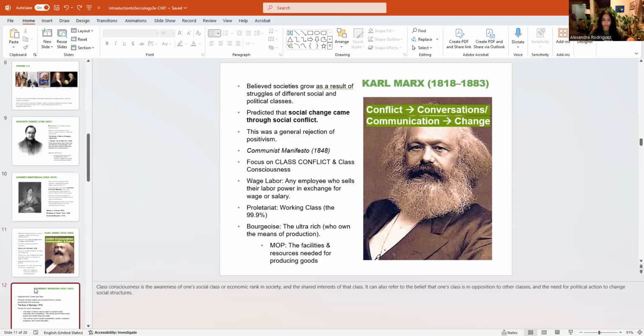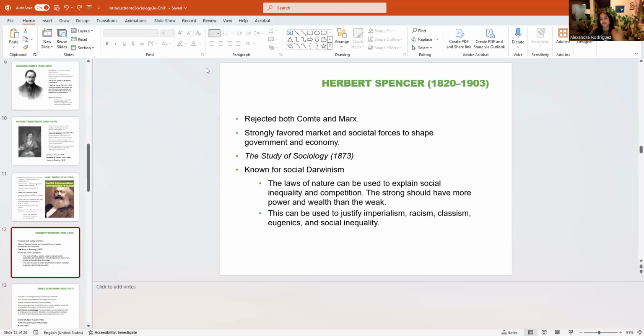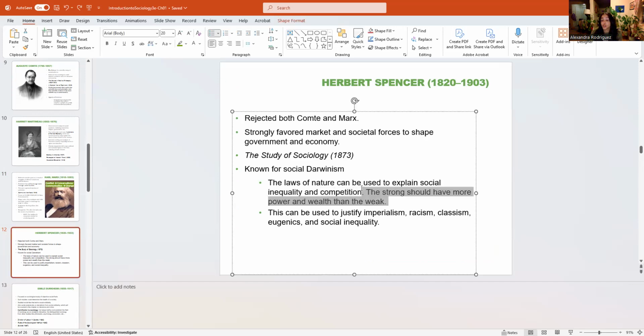I digress. Now we have Herbert Spencer. He's known for social Darwinism. And if you know what Darwinism is, it's one of those survival of the fittest type things. And he essentially takes Darwinism and applies it to people in society, right? And so he pretty much says that the struggle is intrinsic, right? Due to Darwinism, which is survival of the fittest, he's like, well, same thing with people, where the strong will be more powerful and more wealthy than those who are not, right?